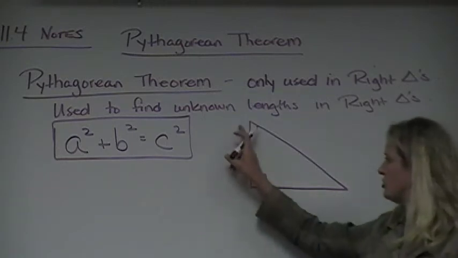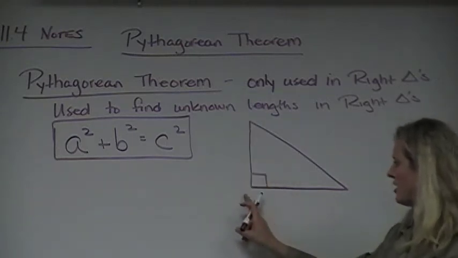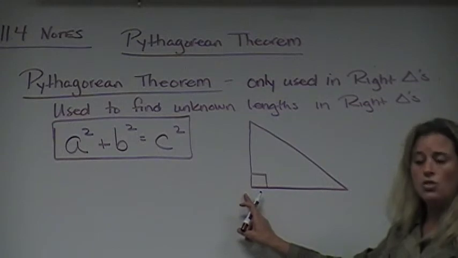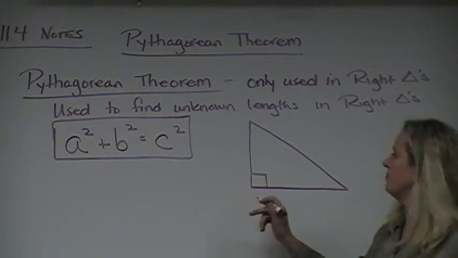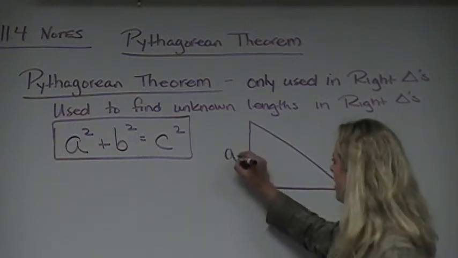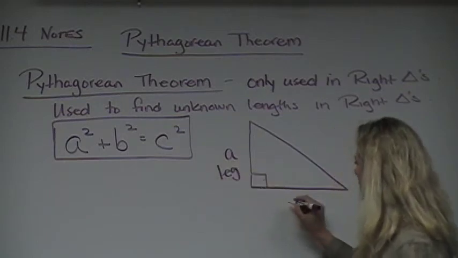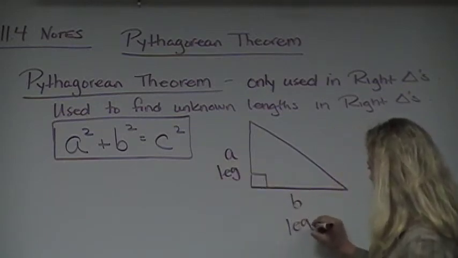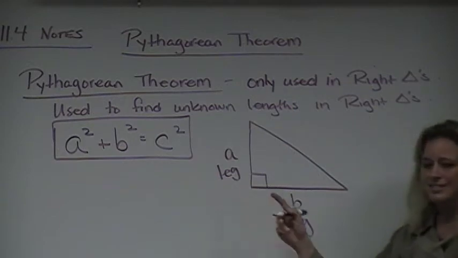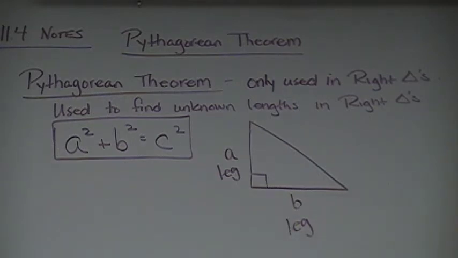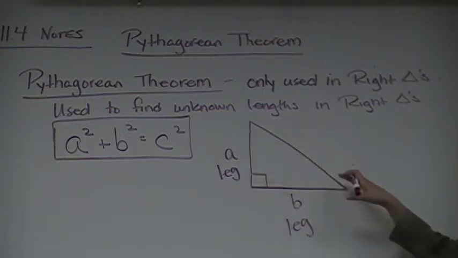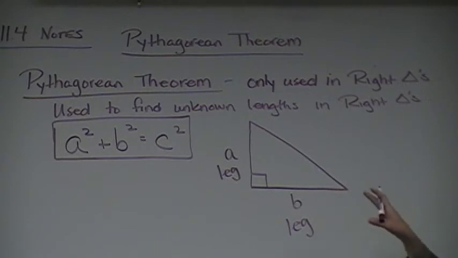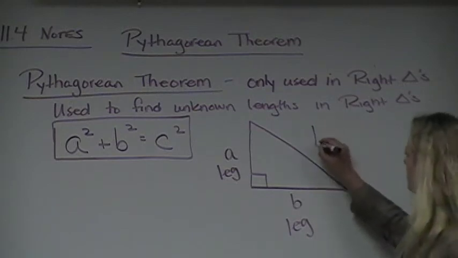The two sides that meet at the right angle are called something special. They're called the legs of the right triangle. So we'll call this side a, or leg a, and this would be leg b. The two side lengths that meet to form the right angle are called the legs of the right triangle. Now, the longest side of the right triangle has a special name as well. It's called the hypotenuse.